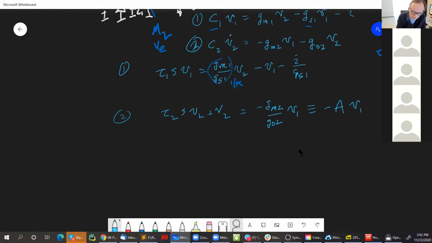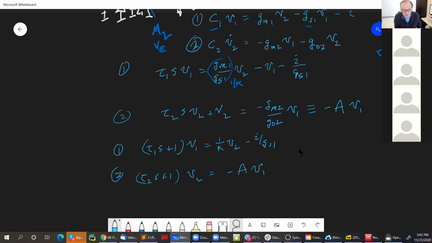So you have, I'll just rewrite it here. Again, I'm sorry about the mess. So we have tau1 S plus 1 V1 equals 1 over kappa V2 minus I over GS1. And then the second becomes tau2 S plus 1 V2 equals minus A V1. You see, they both look like low-pass filters, right? Okay, so that makes it nice and easy to understand.